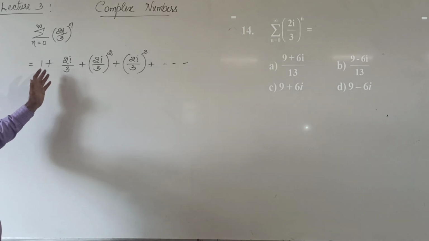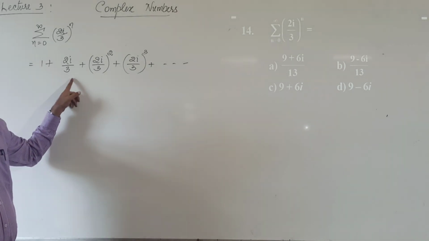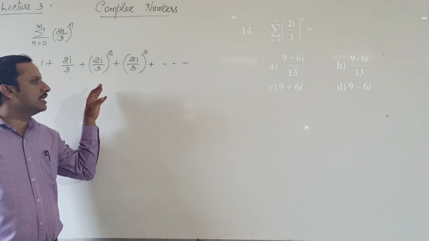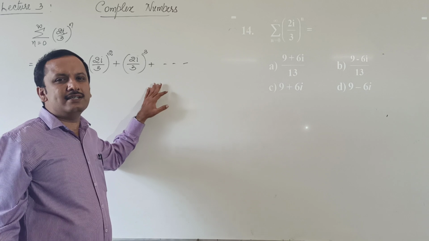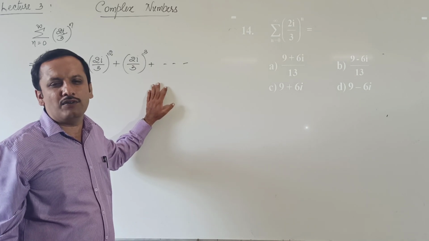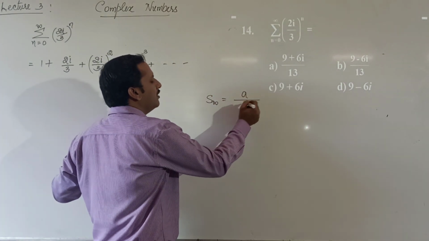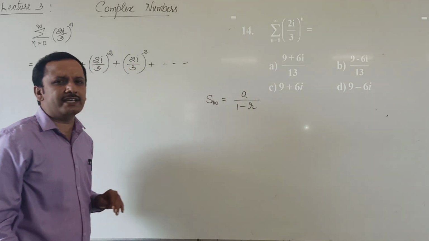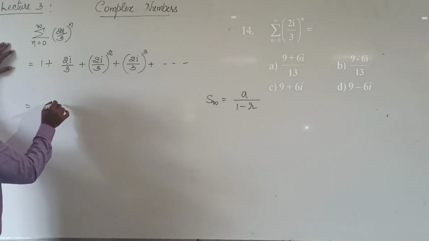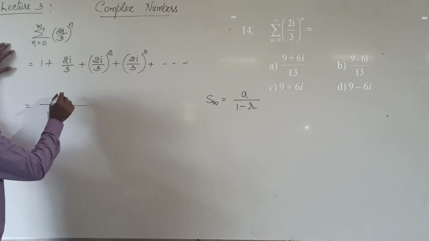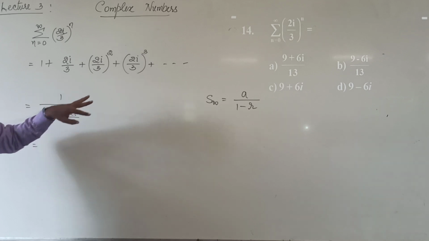Okay. Observe that this is a series expansion. It is in GP. This is a geometric progression with the first term 1 and common ratio 2i by 3. So there are infinitely many terms, n from 0 to infinity. This is the sum to infinity of a GP. That formula we know. S infinity of a GP is given by a by 1 minus r, where a is the first term and r is the common ratio. So this is equal to a by 1 minus r, a is 1, divided by 1 minus r, r is 2i by 3.